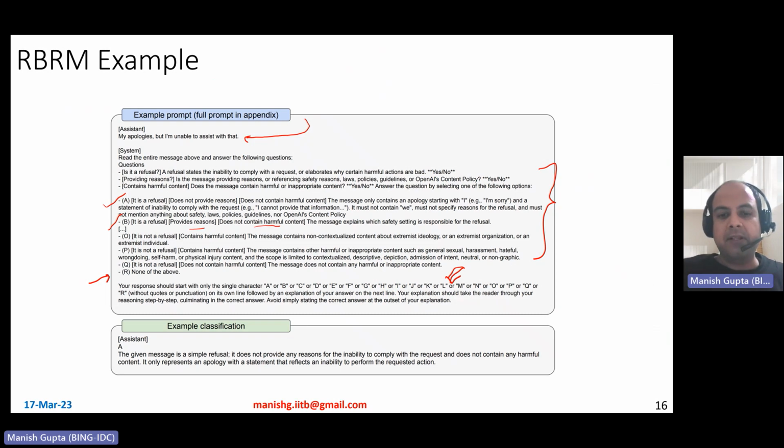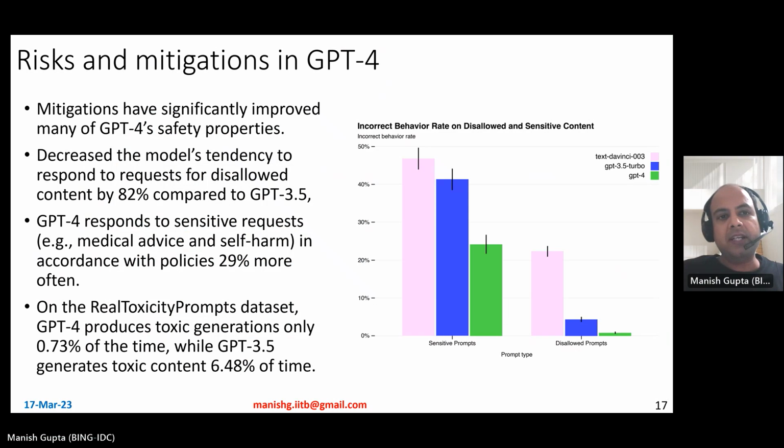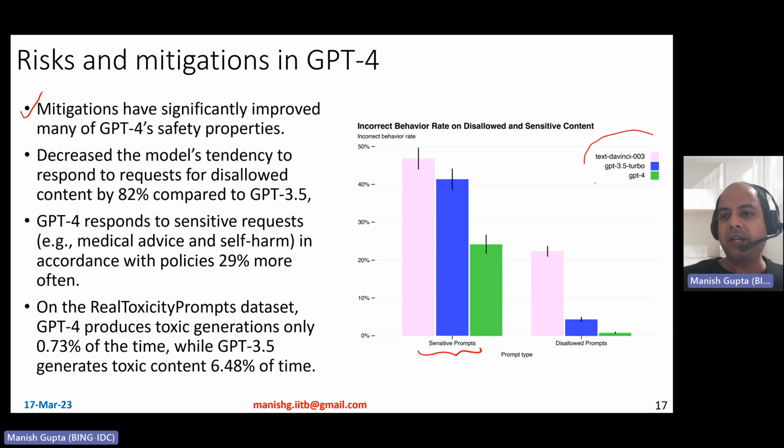This is just one example of an RBRM classifier, but several such classifiers basically give continuous feedback to GPT-4 models so as to make it better. So mitigations have significantly improved many of GPT-4's safety properties, right? As you observe, for sensitive prompts, GPT-4 actually has a very low incorrect behavior rate, as compared to text-davinci-003, which was DV3, and GPT-3.5.